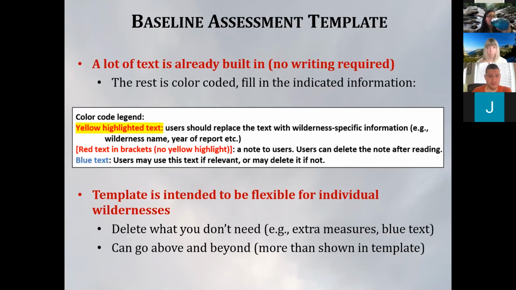And then, yeah, you can go above and beyond. I'll talk a little bit about the ways you can do that. Above and beyond usually will involve an appendix or something of that nature, perhaps a locally developed measure, that really just whatever you need to most adequately describe the baseline condition of the wilderness.